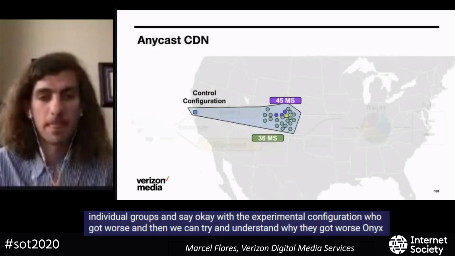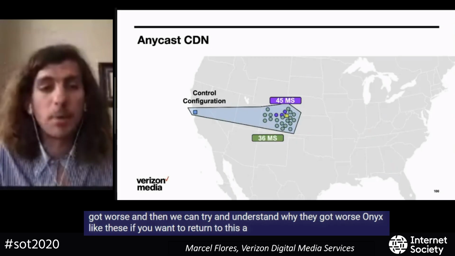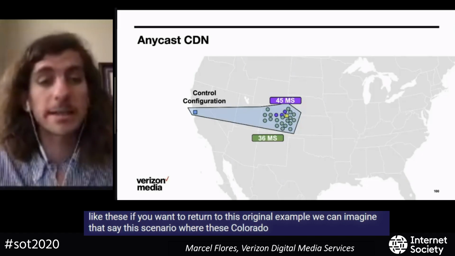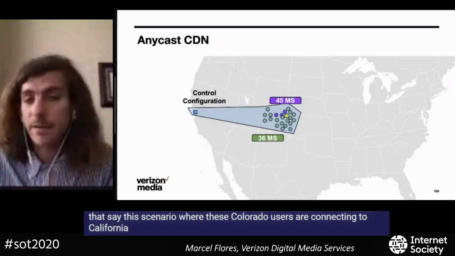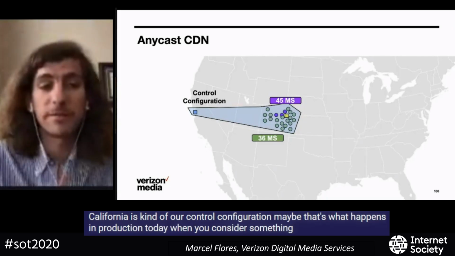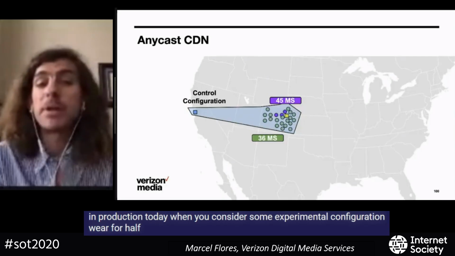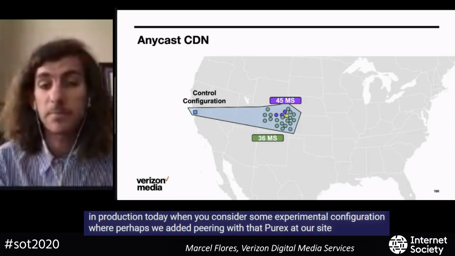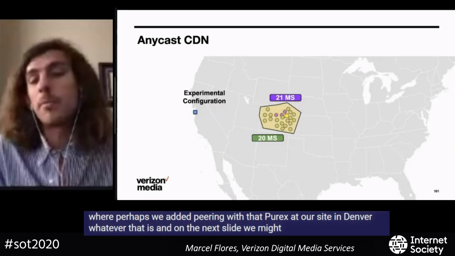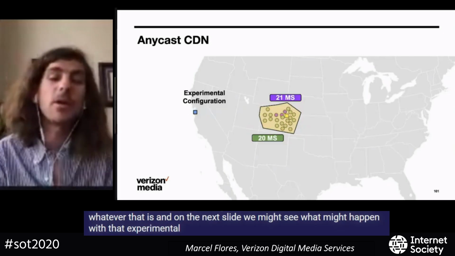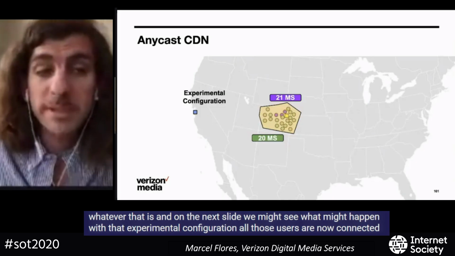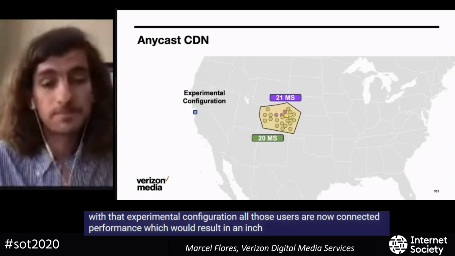Next slide, please. So if we want to return to this original example, we can imagine that this scenario where these Colorado users are connecting to California is kind of our control configuration. Maybe that's what happens in production today. And we could consider some experimental configuration where perhaps we added peering with that peer X at our site in Denver, wherever that is exactly. And on the next slide, we might see what might happen with that experimental configuration. Right here, all those users are now connecting to the closer Anycast site, and as a result, are seeing improved performance, which would then result in an improved score.